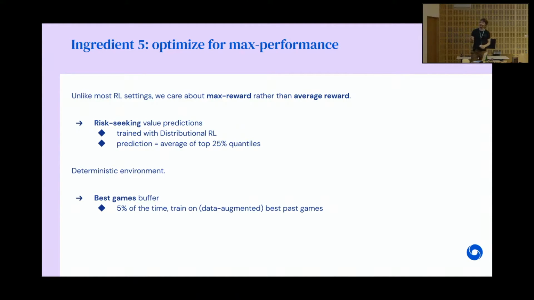And because the value head is trained with distributional RL, we do not just get a point prediction, like a specific scalar number. We get a distribution of what the neural network thinks is going to be the future reward if we play from this game. And we form a risk-seeking prediction out of this distribution, where we only look at the top 25 quantiles, so we're being very optimistic, and take the average of that. And the effect of this is that the agent will be much more risk-seeking.